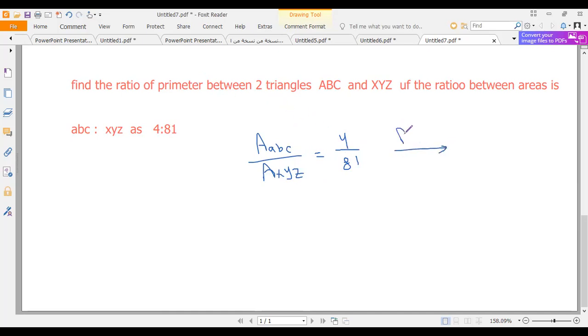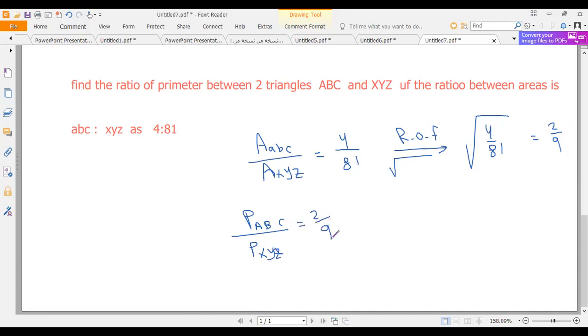So how will I get the ratio of similarity, yes, Salma? Okay, by taking a square root for both. So we'll take a square root for this one. So the square root of 4/81 will be 2/9. So this is the ratio of similarity, and also it will be the perimeter of ABC to the perimeter of XYZ. So you didn't do anything, you just took the root and that's it, this is the answer. Okay everyone? Do you understand here or not? Yes.